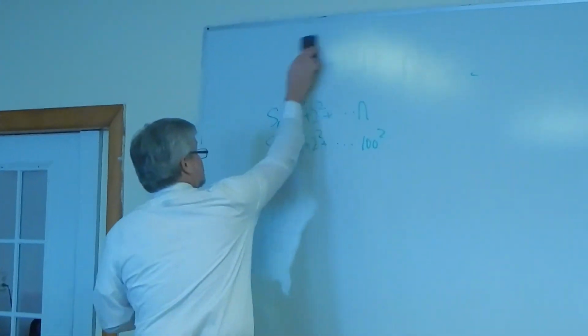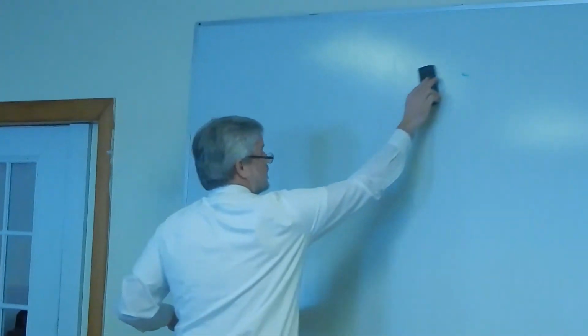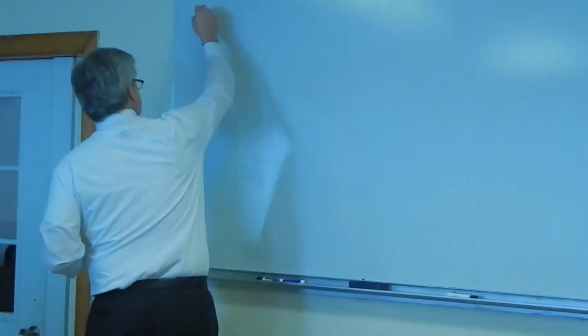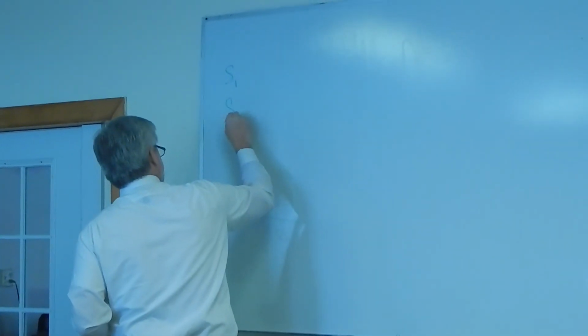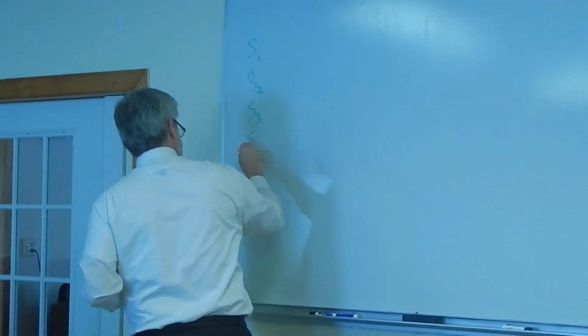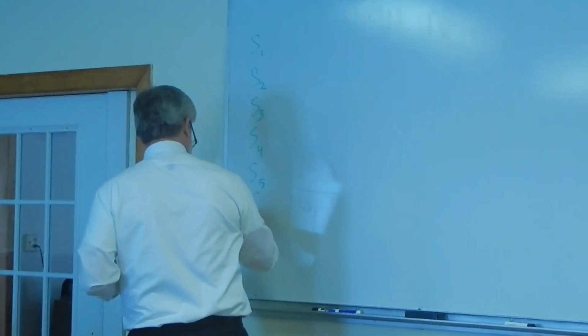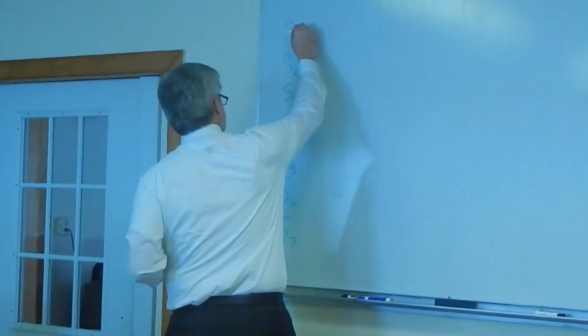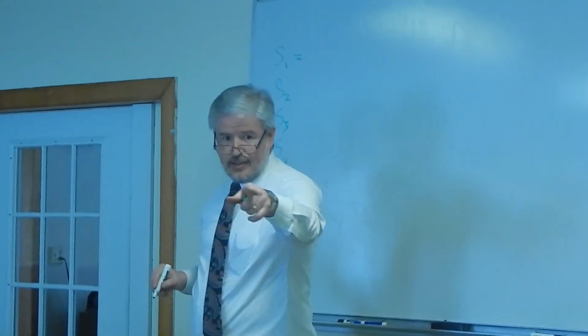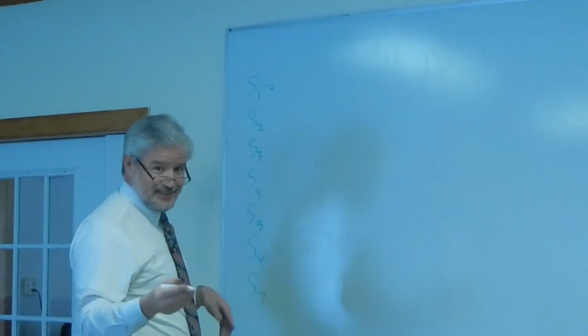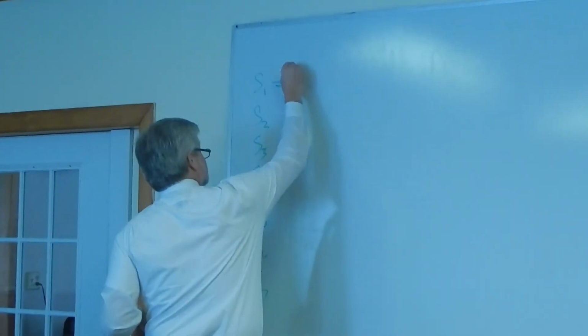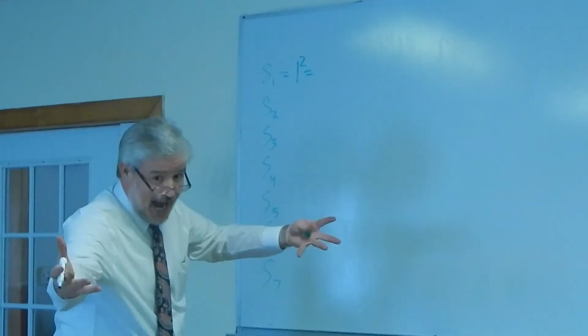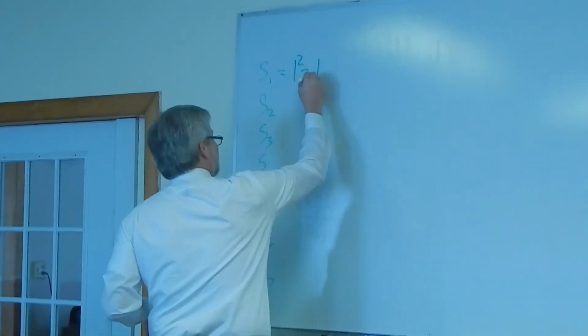In order to derive that explicit formula, we need to know what these terms are: S1, S2, S3, S4, S5, S6, S7. You get the idea? We have to find out what the first 7 sums are. So what's the first square? 1 squared. So S1 is equal to 1 squared, and 1 squared is equal to how much? 1.